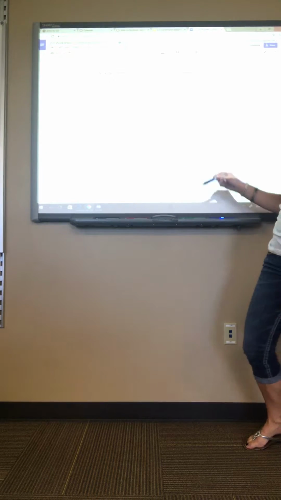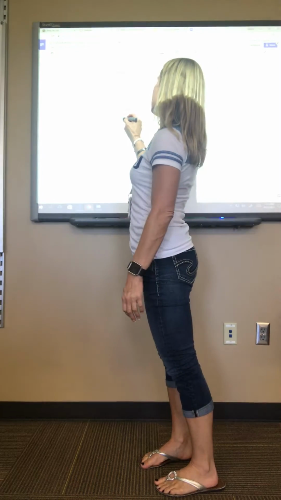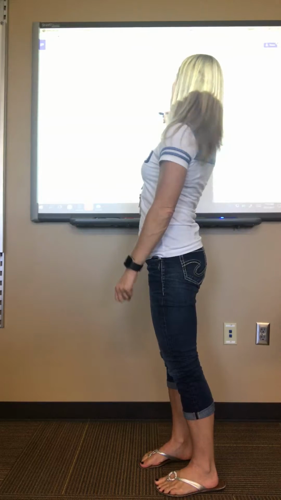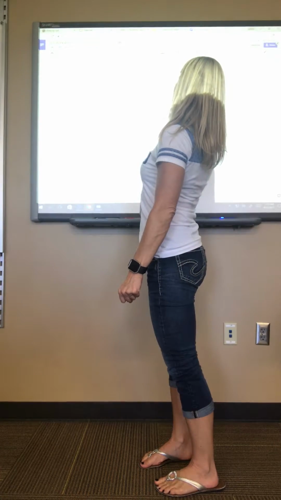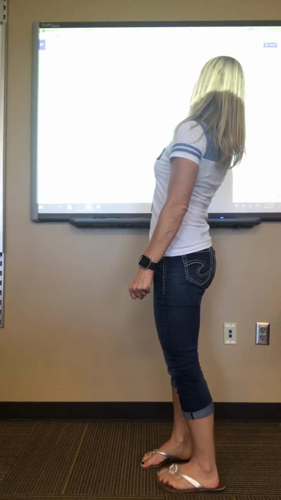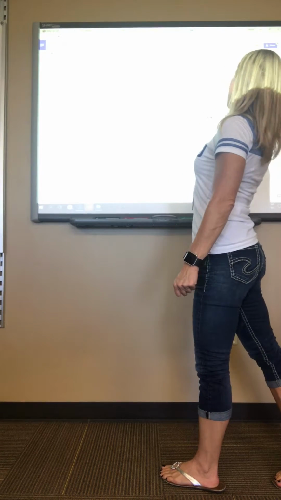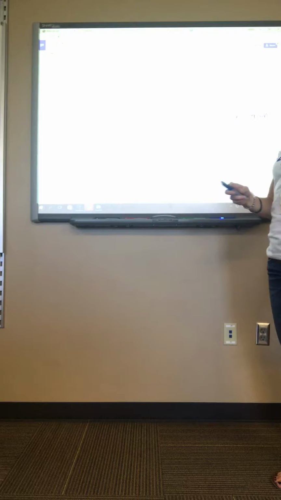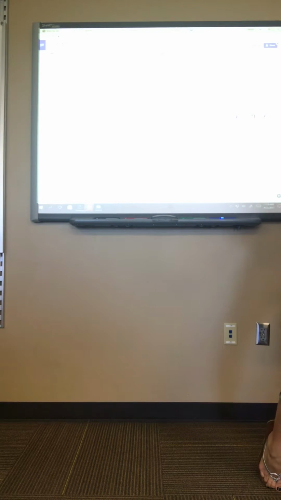So the subject is a bird. So I'm going to say, if a bird cannot fly, it is an ostrich. That is a false statement, but you're going to write it.